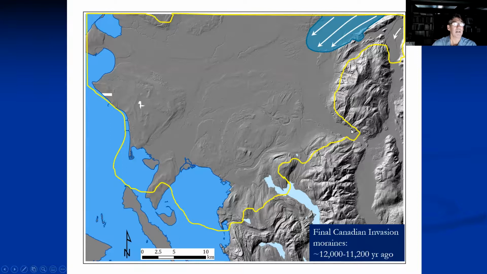The type area for the Deming sand is over here, and I would argue the timing isn't right for that outburst to have produced it. Number one, the age constraint we have for this is that it's around 11 to 12,000 years old, and the Deming sand is closer to 13 to 14,000 years old. So it's quite a bit older, I think, than this one would have been.